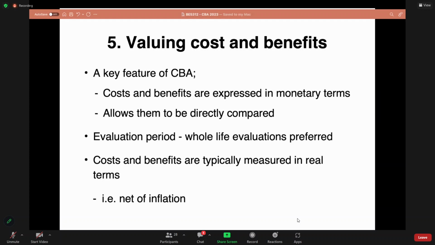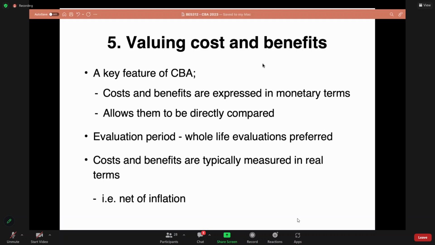So why do we do that? Then we can directly compare one cost with another, the costs with the benefits, and they are all in the same units. When it's all in dollars or all in rupees, it's easy to compare. Okay, we have more costs than benefits, or we have more benefits than costs. Otherwise, we can't compare if it's not expressed in the same terms.